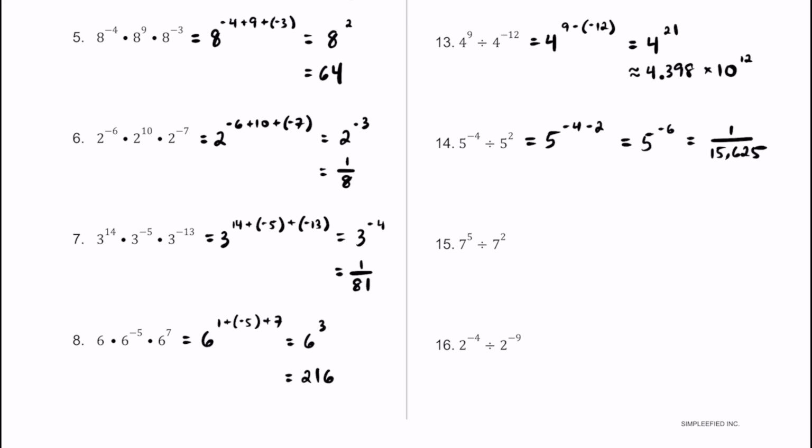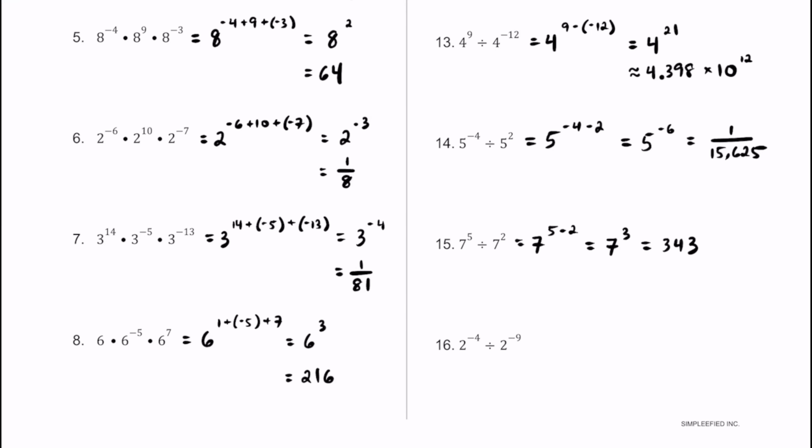Last couple problems here. For number 15, we have another quotient with same bases. So we're going to have 7. We can raise this to the 5 minus 2 power. Now 5 minus 2 is going to equal 3. So we have 7 to the 3rd power. Now 7 to the 3rd power is equal to 343.